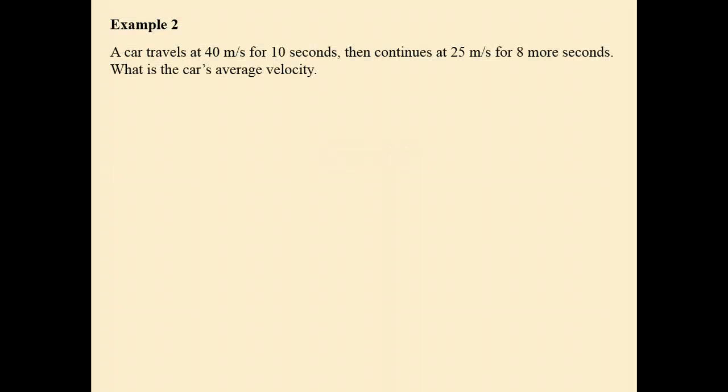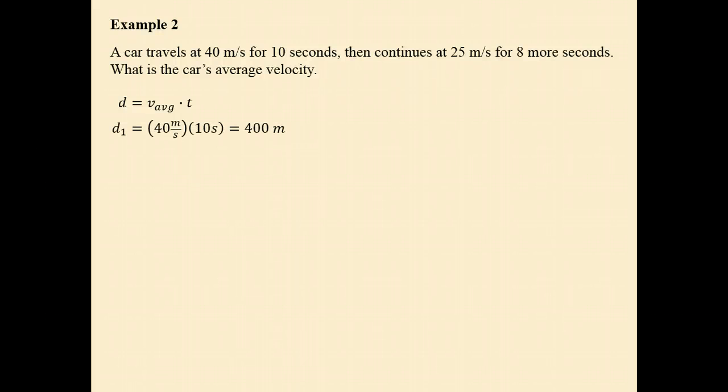All right, let's do example number 2. A car travels at 40 meters per second for 10 seconds, then continues at 25 meters per second for 8 more seconds. What is the car's average velocity? So we have to look at this trip. If we're solving for average velocity, we have to look at this as having 2 legs to the trip. If I want to solve for the average velocity for the entire trip, I need to have the total displacement divided by the total time.